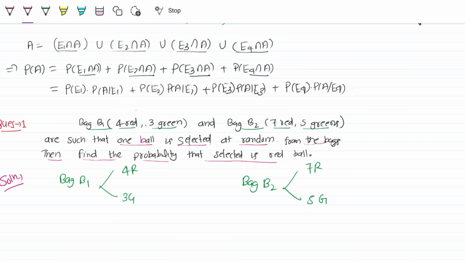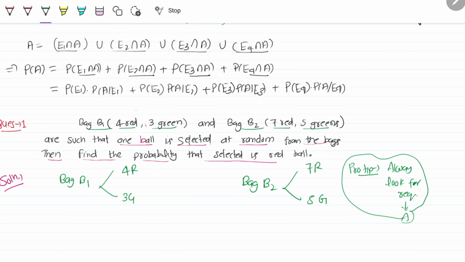This is the requirement. So one pro tip I will give you. What is that pro tip? Always look for the requirement. The requirement is your A. So here, what is the requirement? The requirement is the red ball. It means you will say let event A be getting a red ball.